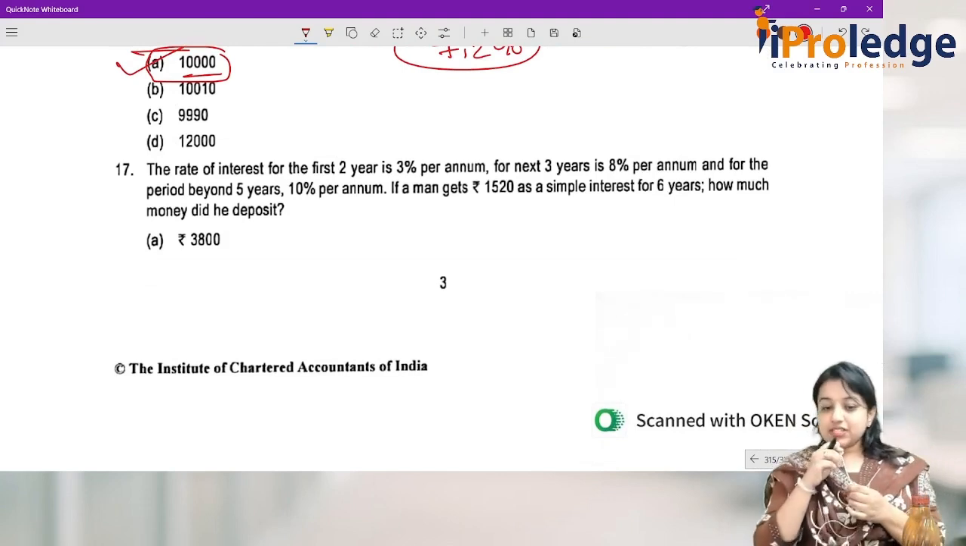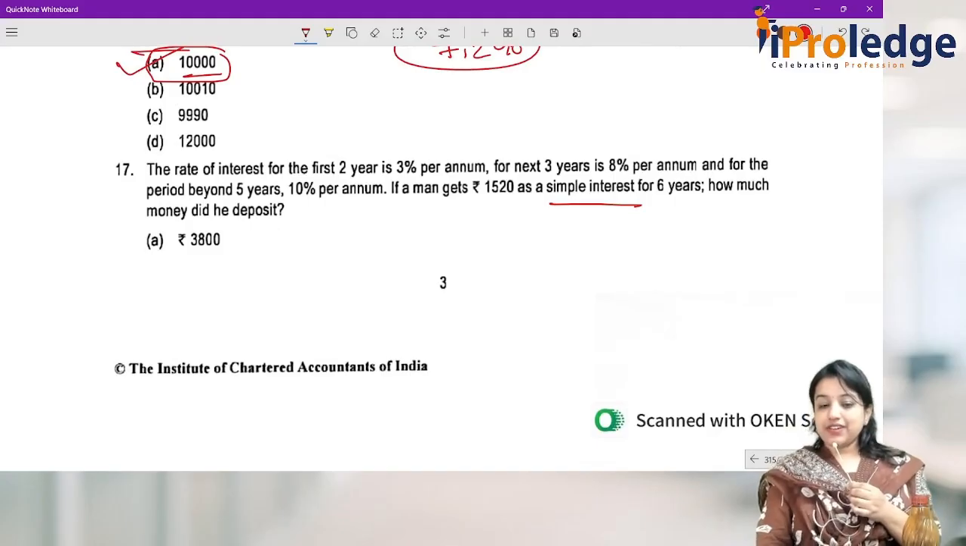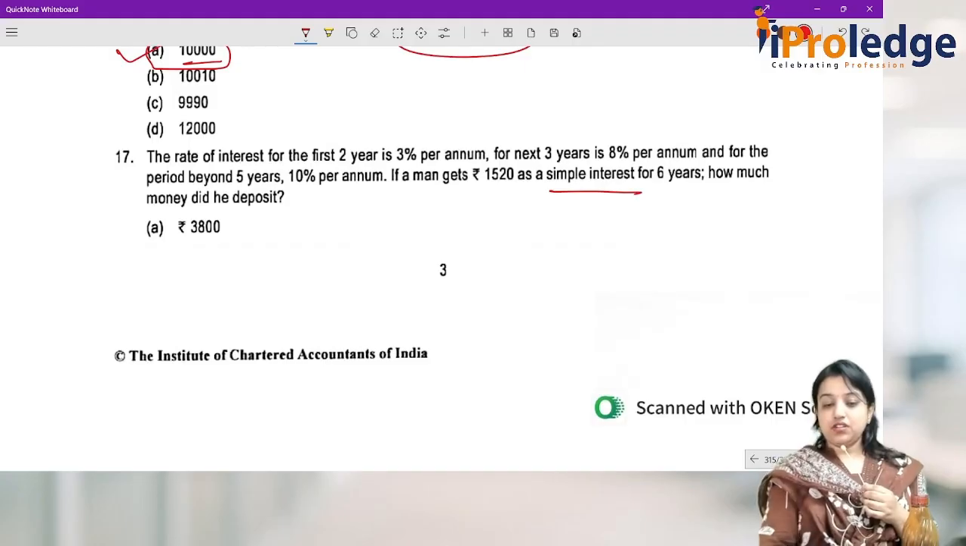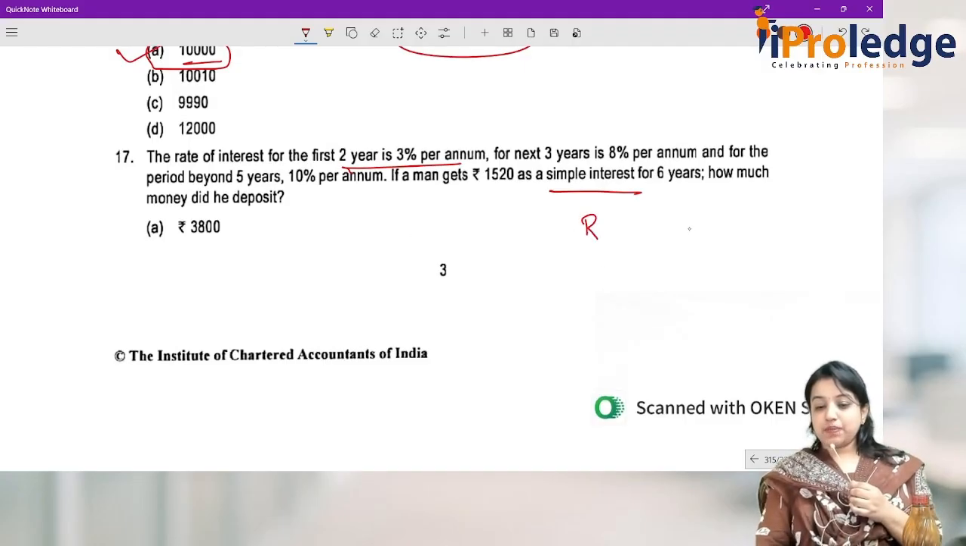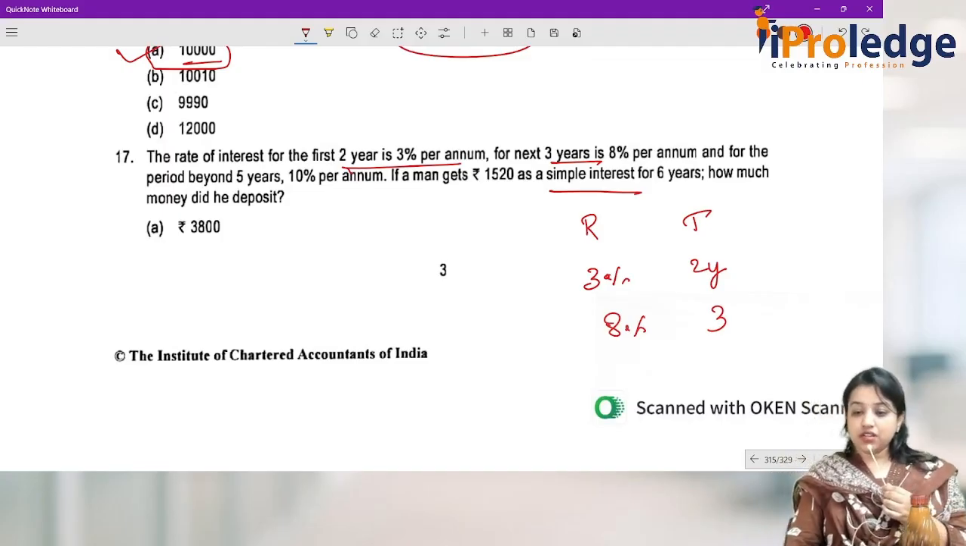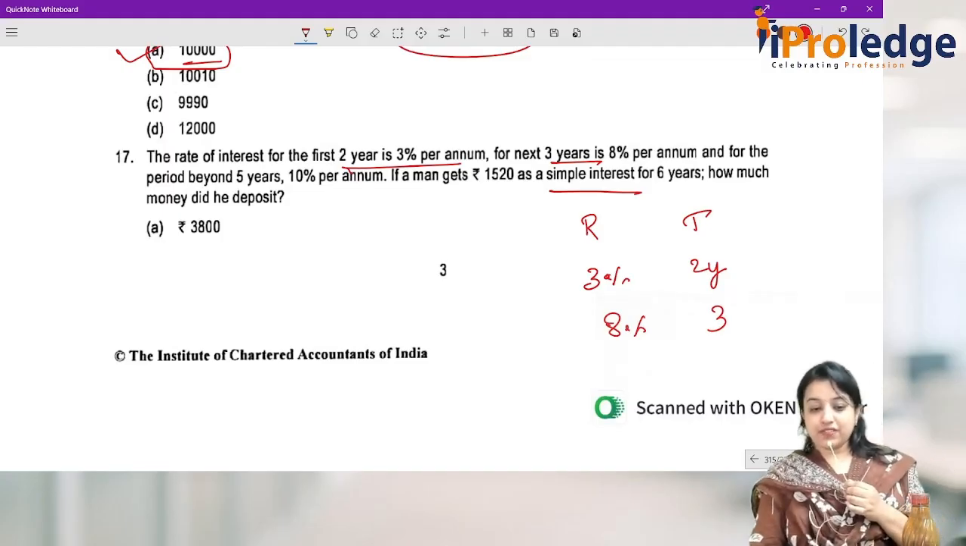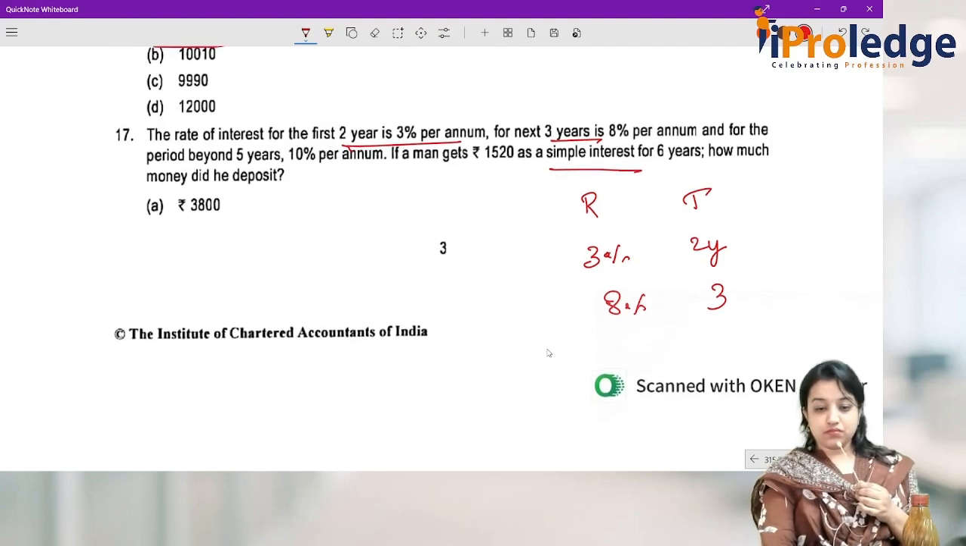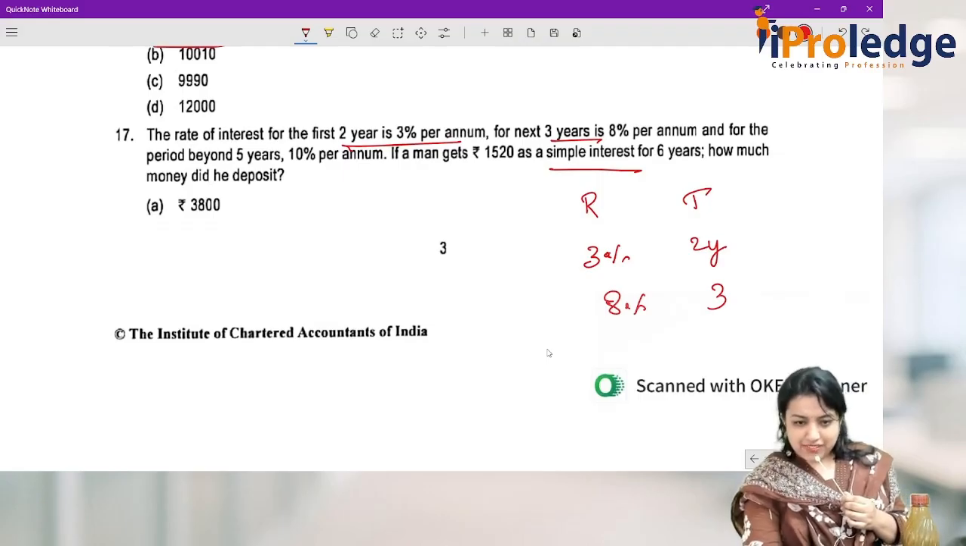So the next one is simple. The 17th one is simple interest. For the first 2 years, what was it? Rate of interest was 3%. For the next 3 years the rate of interest was 8%. And for the period beyond 5 years, beyond 5 years has passed.